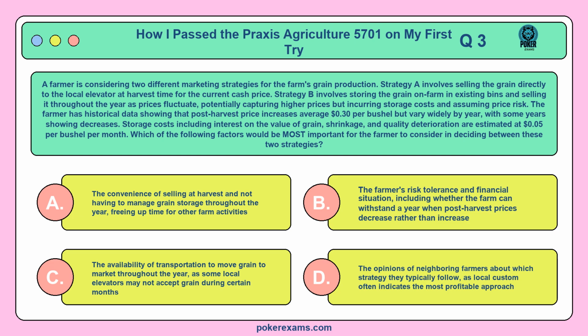The farmer has historical data showing that post-harvest price increases average 30 cents per bushel, but vary widely by year, with some years showing decreases. Storage costs including interest on the value of grain, shrinkage, and quality deterioration are estimated at 5 cents per bushel per month.